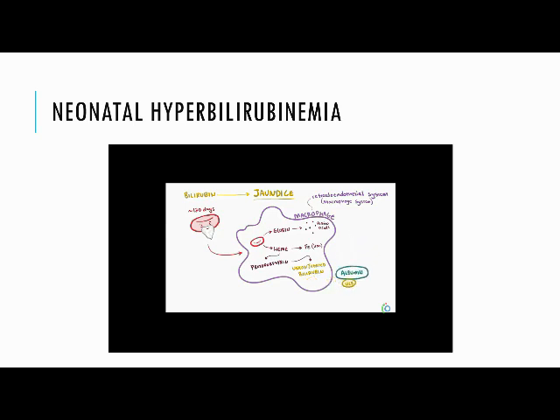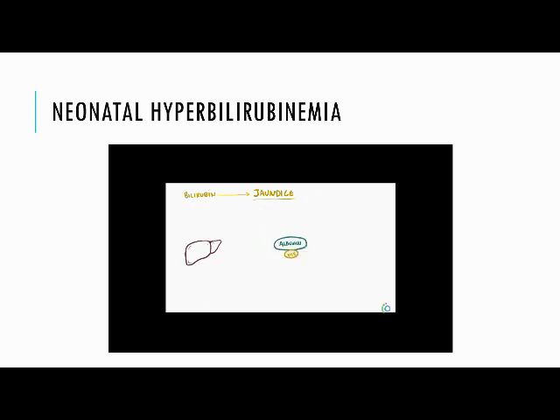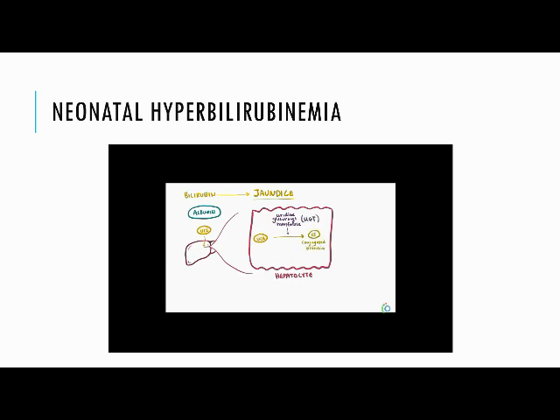Albumin in the blood then binds to unconjugated bilirubin and gives it a lift over to the liver, where it's taken up by hepatocytes and eventually conjugated by an enzyme called uridine glucuronyl transferase, or UGT, making it now water soluble. At this point, the conjugated bilirubin is secreted out into the bile canaliculi, where it drains into the bile ducts and is sent to the gallbladder for storage as bile.